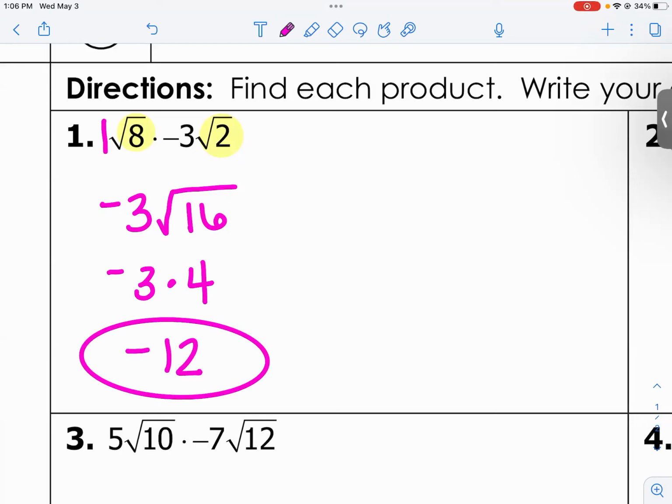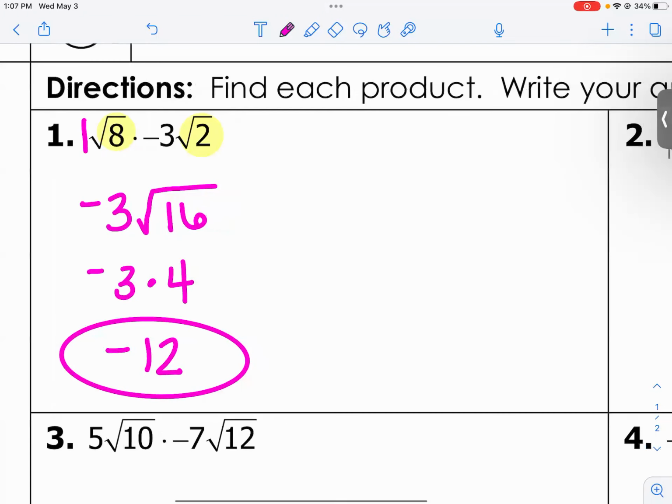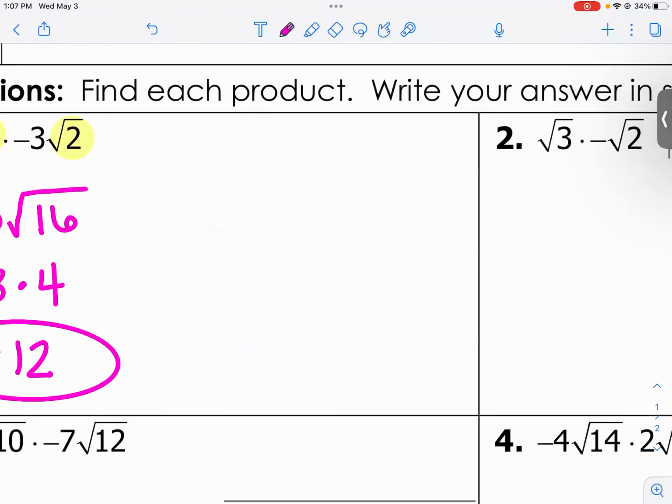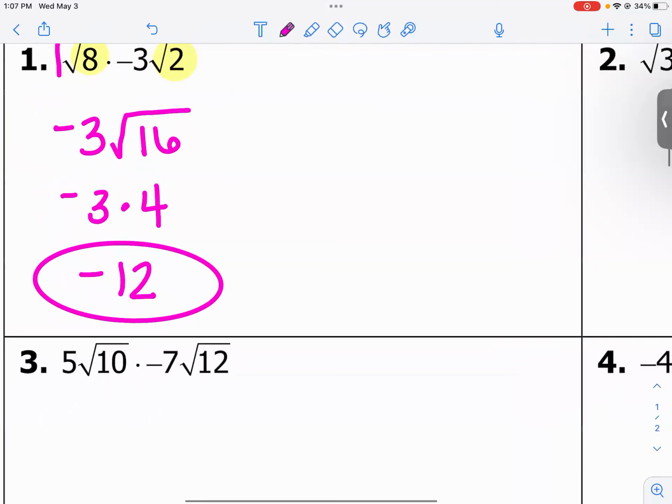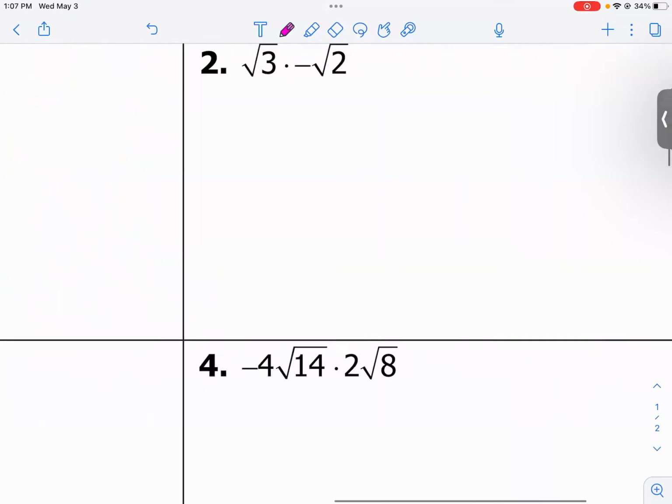If it's a perfect square, we need to simplify it, so you go straight out. Let's talk about that. What happens if it is not a perfect square? So let's go to this number 2.